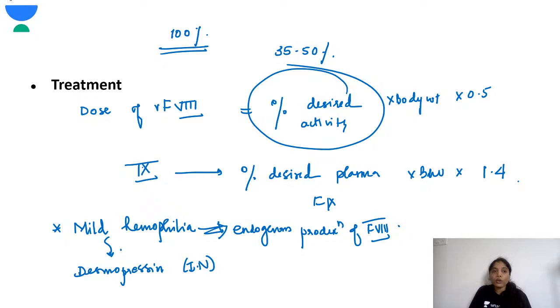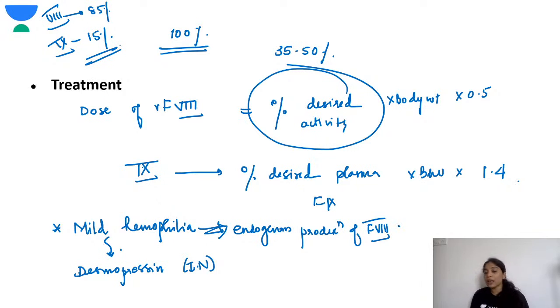Another thing I forgot to tell is, out of factor 8 and factor 9, 85% of the cases are due to deficiency of factor 8, while 15% is due to the deficiency of factor 9. So this you should remember. In mild hemophilia, first, a very important thing is we have to give the recombinant or replacement factor. Next, another very important drug is desmopressin. It is used intranasally, especially in mild hemophilia, which causes the endogenous production of factor 8.